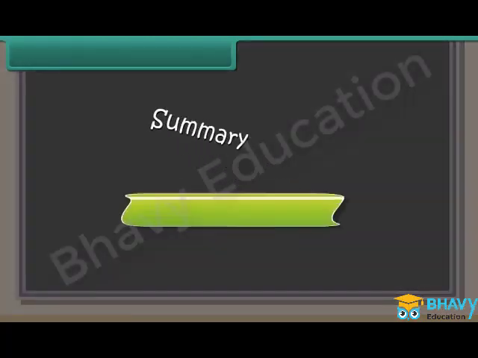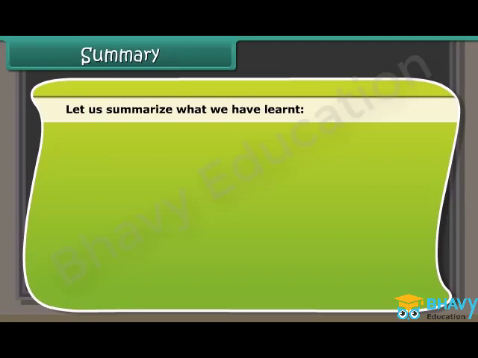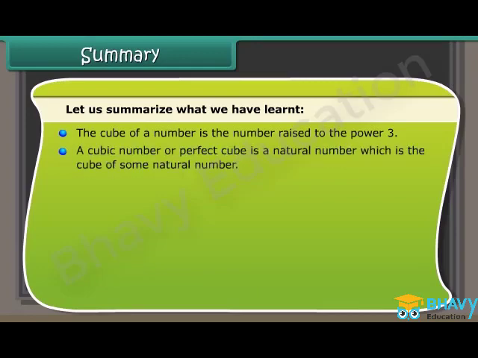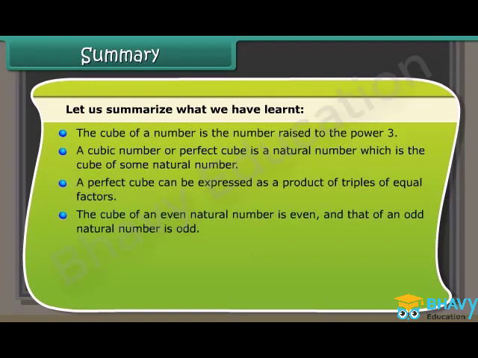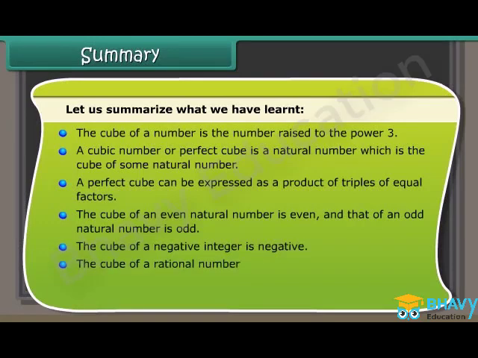Summary. Let us summarize what we have learned. The cube of a number is the number raised to the power 3. A cubic number or perfect cube is a natural number which is the cube of some natural number. A perfect cube can be expressed as a product of triples of equal factors. The cube of an even natural number is even, and that of an odd natural number is odd. The cube of a negative integer is negative. The cube of a rational number a upon b is (a/b) whole cubed, which is equal to a³ upon b³.